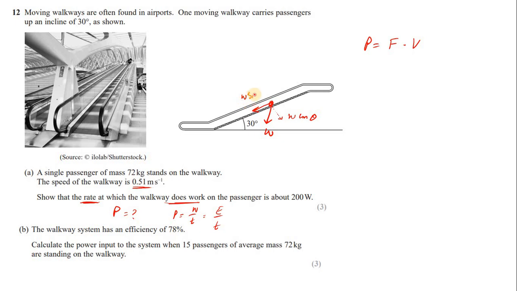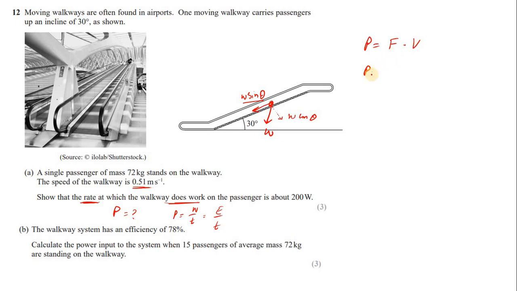Whenever you deal with an inclined plane, W sin theta is the key force. If you want to find the work done, or the gravitational potential energy, this is the component of the weight, the gravitational force, against which the object moves. So this force is not just the weight, but a component of the weight.